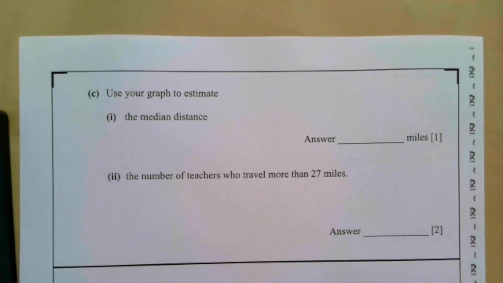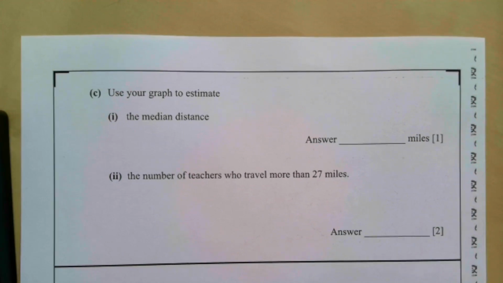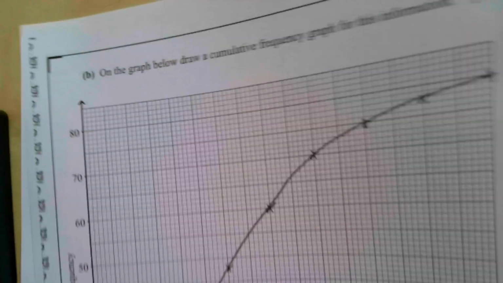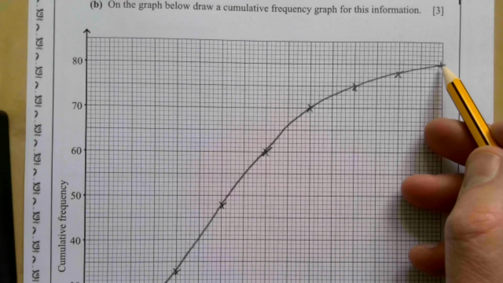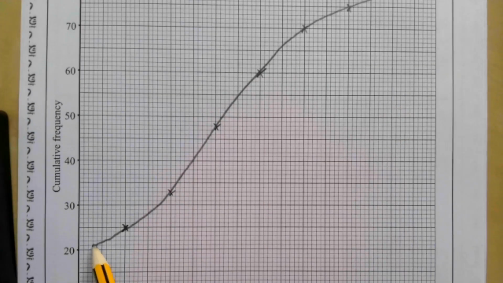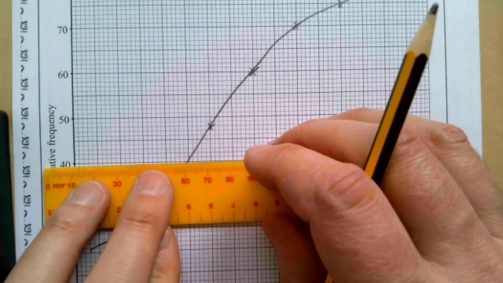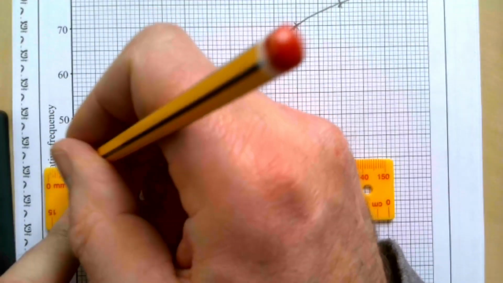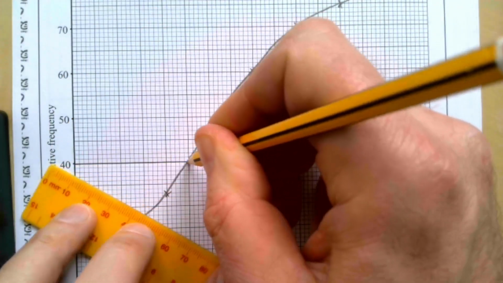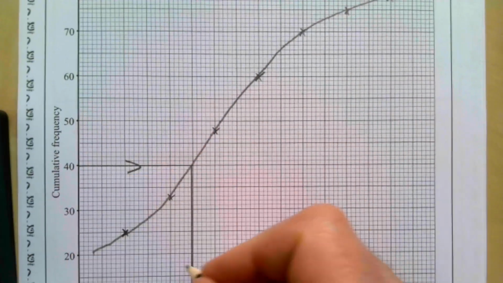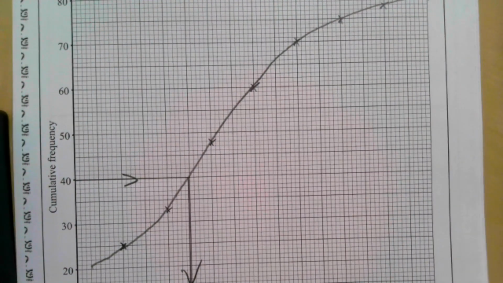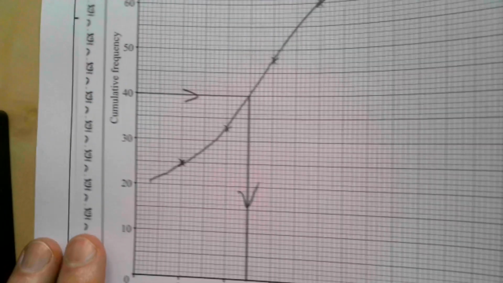Use your graph to estimate the median distance in miles. The median is a bit weird here because of where this goes out, it makes you feel like you're doing the wrong thing, but there were 80, so we need to go across at 40. Showing where I'm going across and down, I'm getting effectively 12.5.